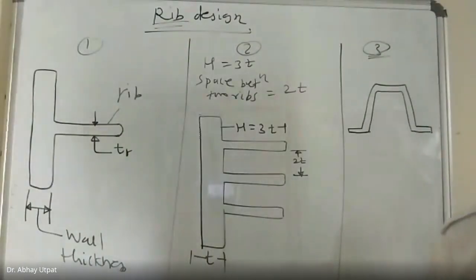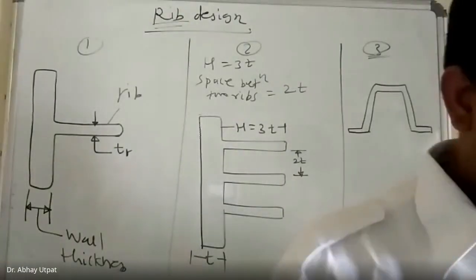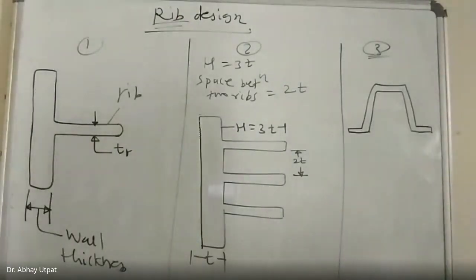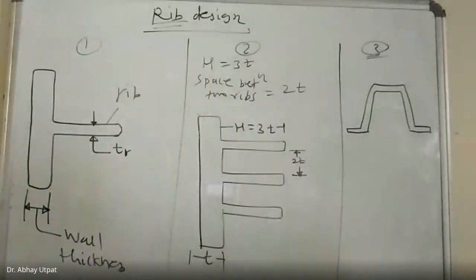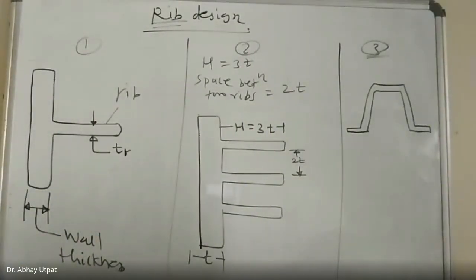And one important statement, write down. Ribs are placed along direction of maximum stress and deflection.